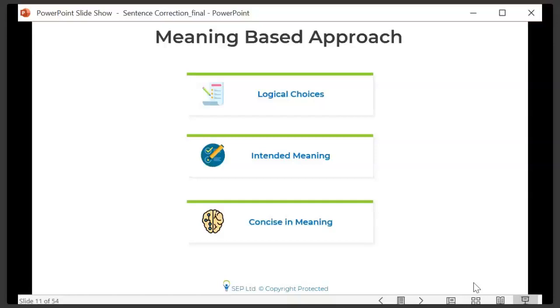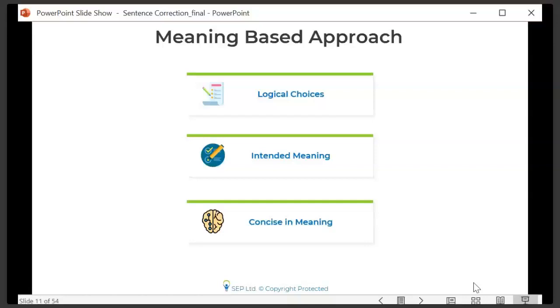So now let me give you an official question, which I will give you some time to give a go at it, and then we will take on the meaning-based approach there, where again I will tell you that if you have not spent enough time on the original choice, if you have not understood the intended meaning, then there are high chances of you going wrong.